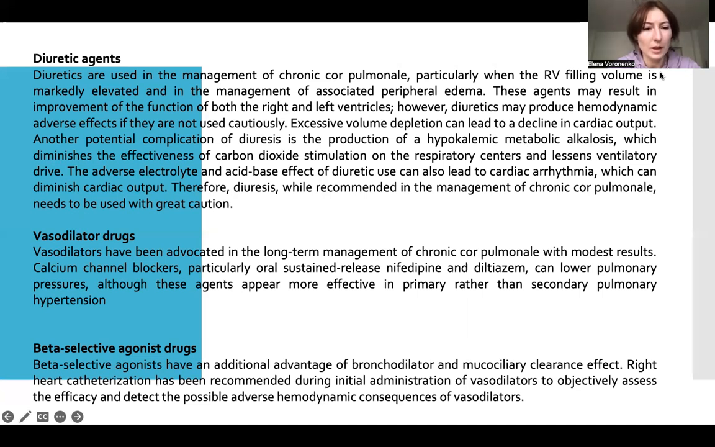Beta-selective agonists have an additional advantage of bronchodilator and mucociliary clearance effect. Right heart catheterization has been recommended during initial administration of vasodilators to objectively assess the efficacy and detect the possible adverse hemodynamic consequences of vasodilators.